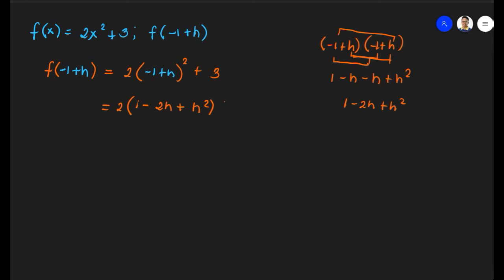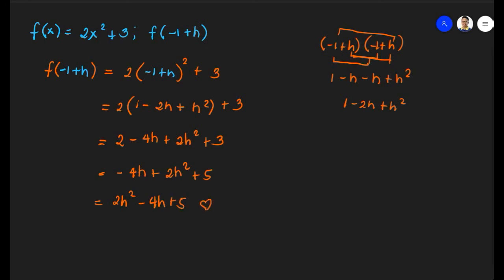And then don't forget you add 3. You then distribute the number 2 to the terms inside the parentheses. We have 2 minus 4h plus 2h squared plus 3. And then you can combine like terms. We have -4h plus 2h squared plus 5. Or you may rearrange the answer according to the degree of the term. We have 2h squared minus 4h plus 5. In other words, this is the value of the function when x is equal to negative 1 plus h.